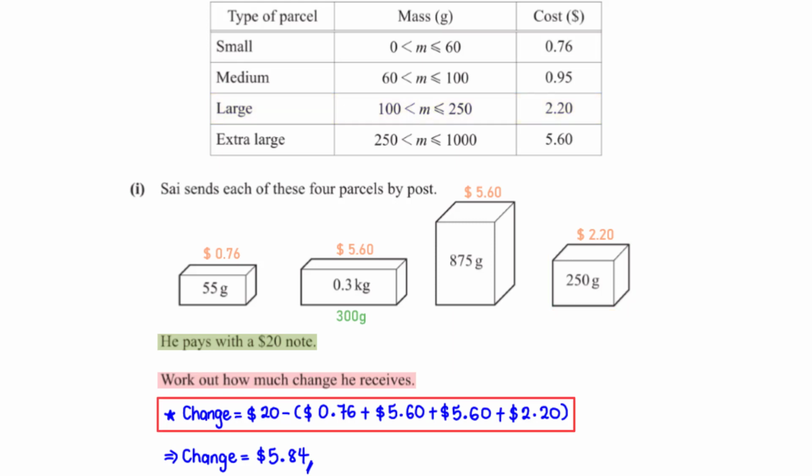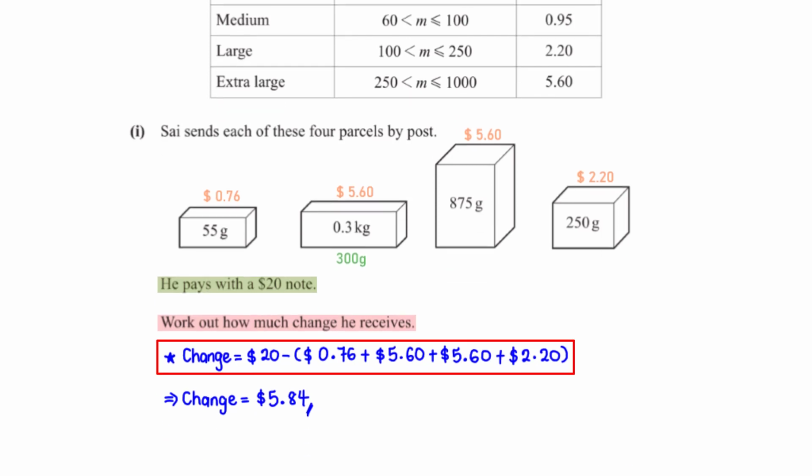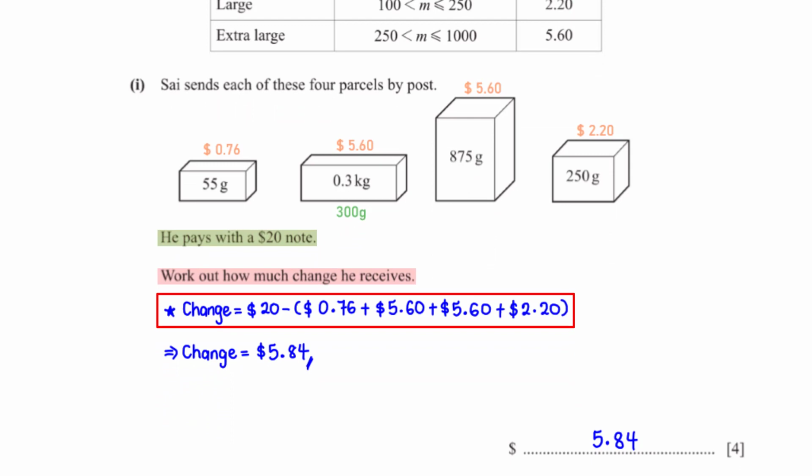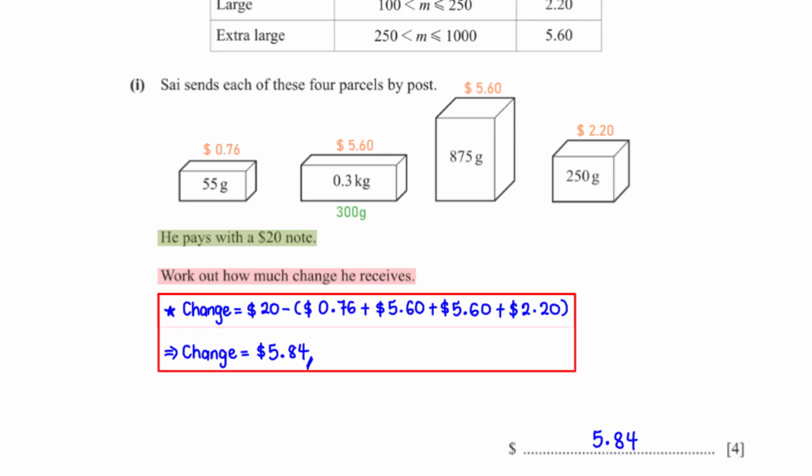$2.20. So now the change he receives would be equal to the amount he paid, which is $20, minus the total cost of sending the 4 parcels, which is $0.76 plus $5.60 plus $5.60 plus $2.20. This gives us $5.84.